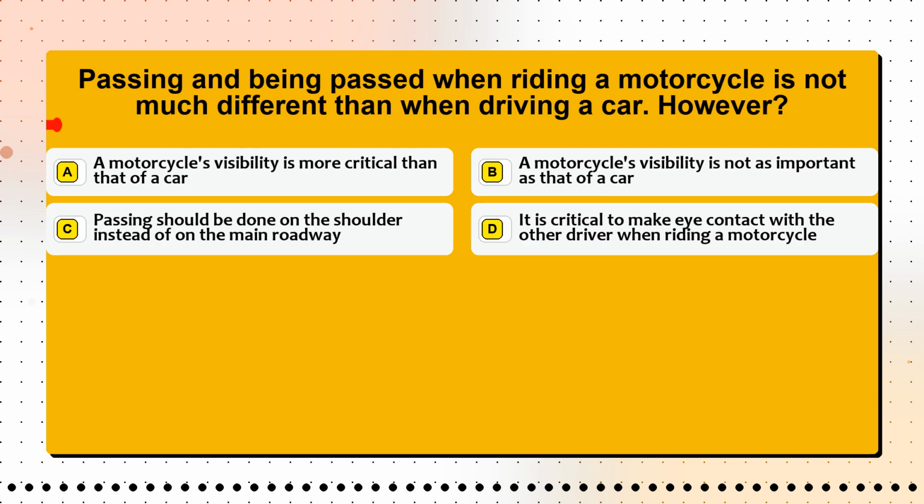Question 79. Passing and being passed when riding a motorcycle is not much different than when driving a car. However, here are the options. Option A, a motorcycle's visibility is more critical than that of a car. Option B, a motorcycle's visibility is not as important as that of a car. Option C, passing should be done on the shoulder instead of on the main roadway. Option D. It is critical to make eye contact with the other driver when riding a motorcycle.